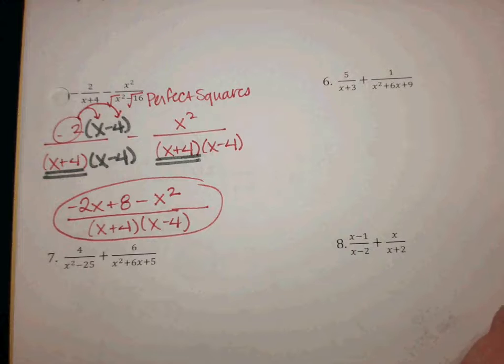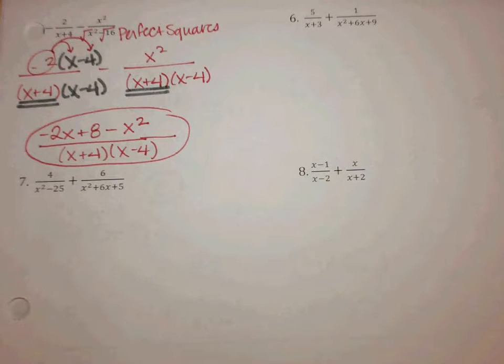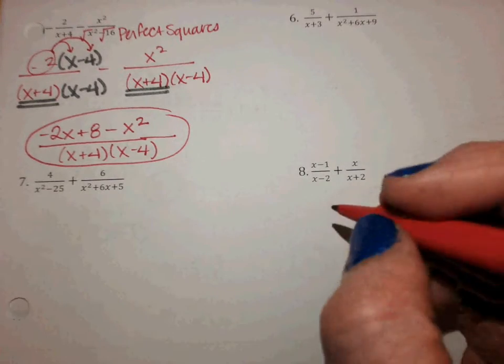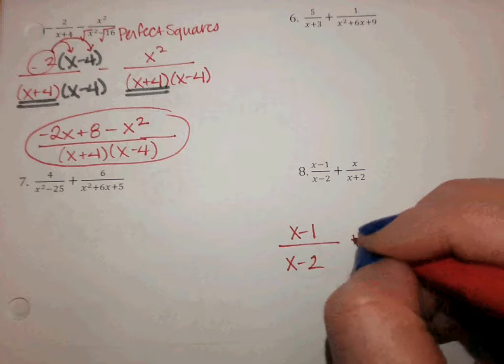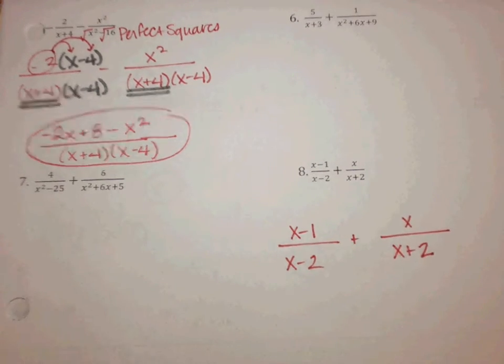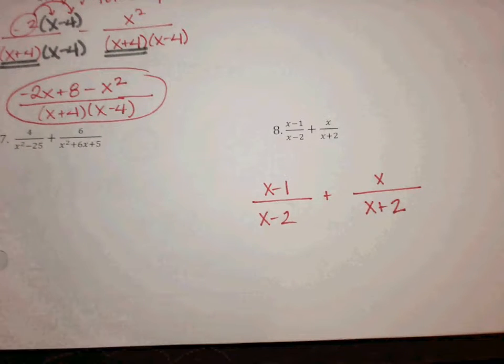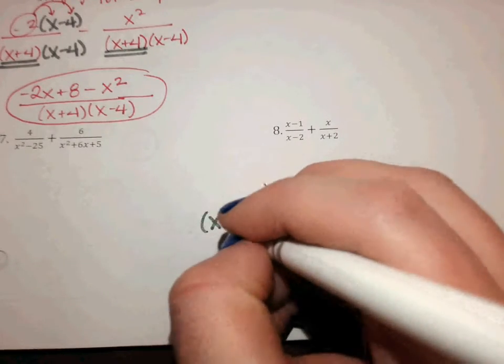Now, real quick on number 8, do you need to break down any of the bottoms on number 8? No, they're already broken down for you. Now, do they already have anything in common? Do those bottoms match each other? No, then you're going to still have to fix it. What am I going to put on the first fraction so that it matches the second fraction? Yeah, you're going to need this x plus 2, so you'll put it here and here.